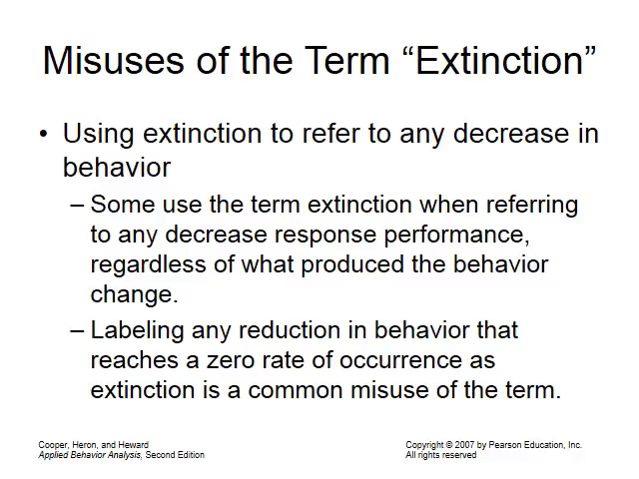And then also labeling any reduction in behavior that reaches a zero rate of occurrence as extinction is a common misuse of the term. Again, we have other procedures that we can put in place to reduce and eliminate behavior that aren't necessarily extinction. So when we use the term extinction, it means that we are withholding a reinforcer for a specific target behavior.